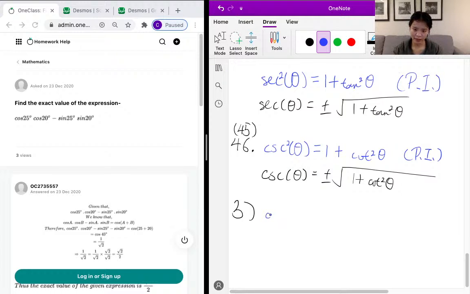This is preliminary knowledge, but basically the cosine of two angles added together is equal to the cos of this angle, times the cos of the other angle, minus the sine of this angle.